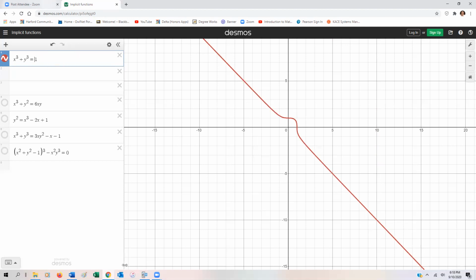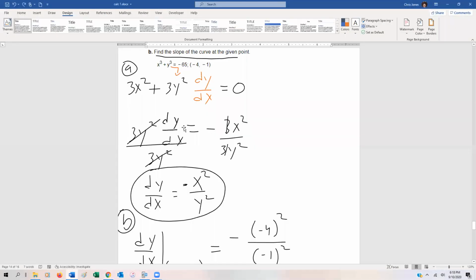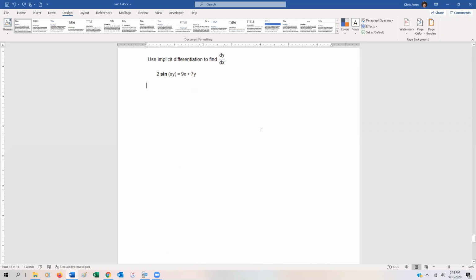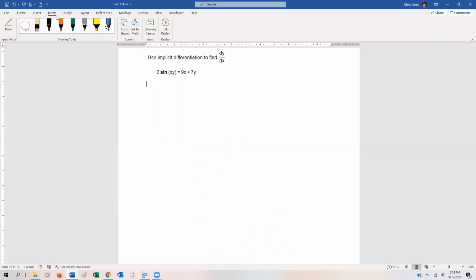Anyhow, I want to go back and take a look at two more examples of working with these implicit derivatives, so that you have a little bit more difficult examples under your belt. So let's say we have this one: 2 sine xy equals 9x plus 7y. And let's find the derivative of this thing.